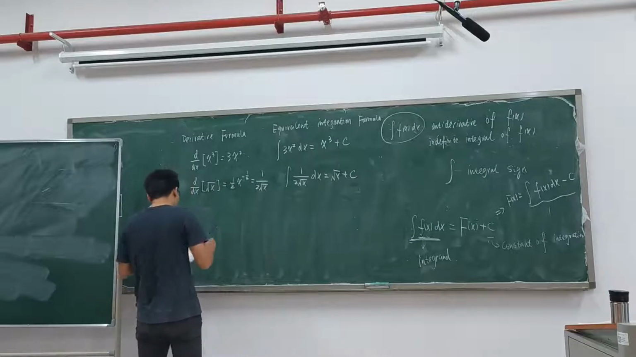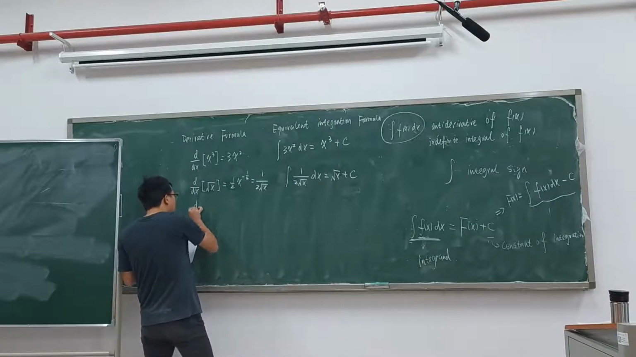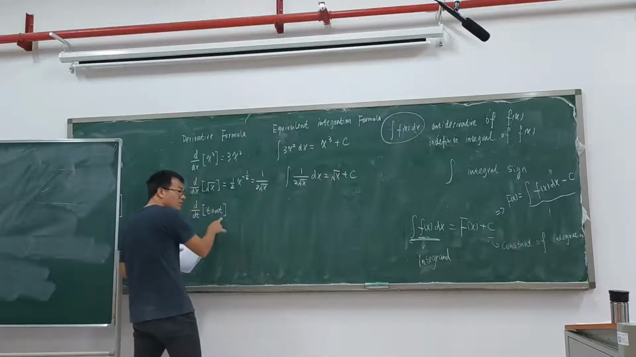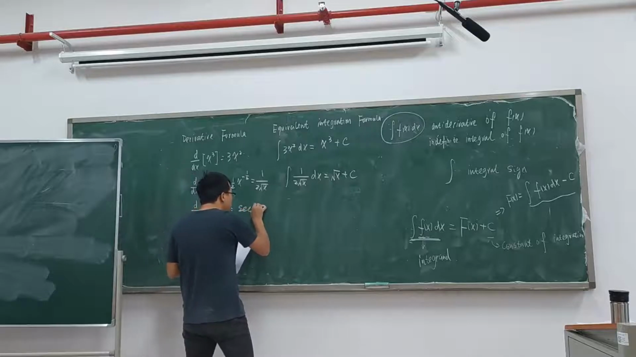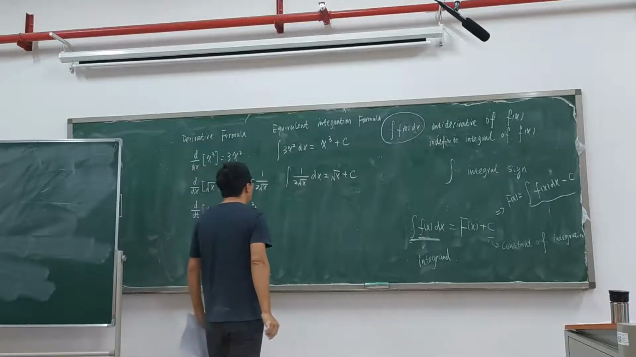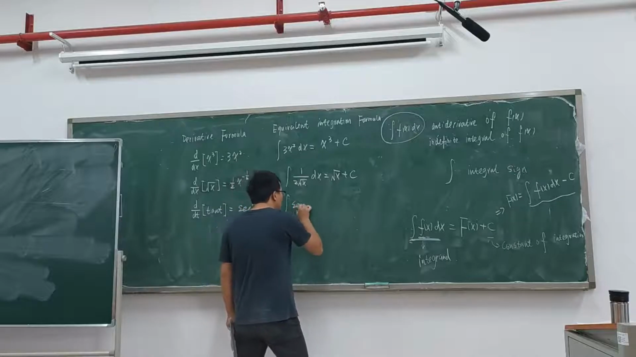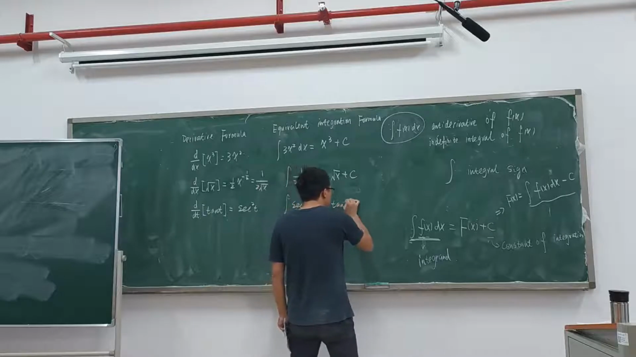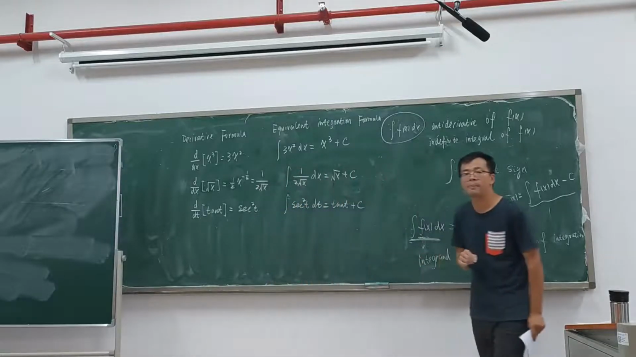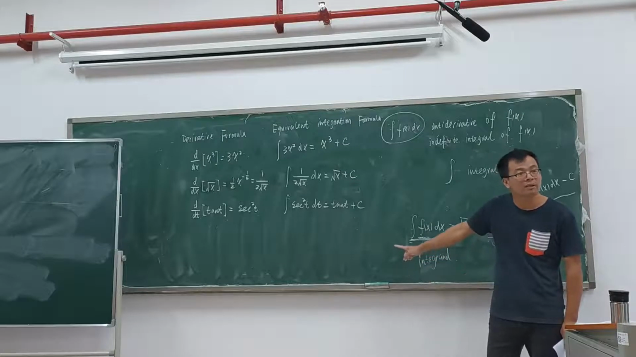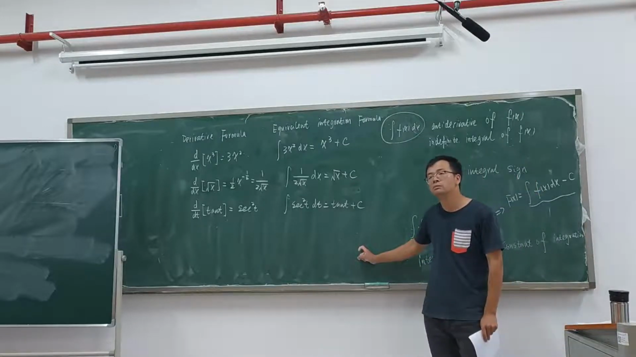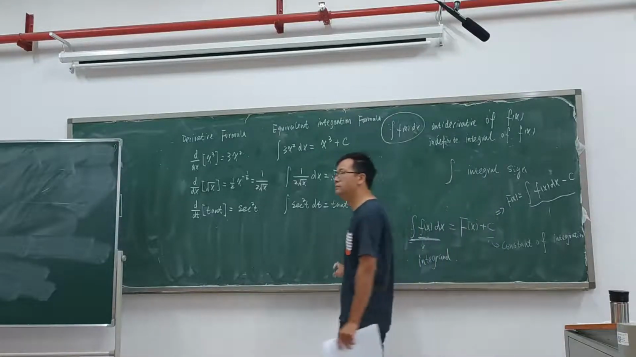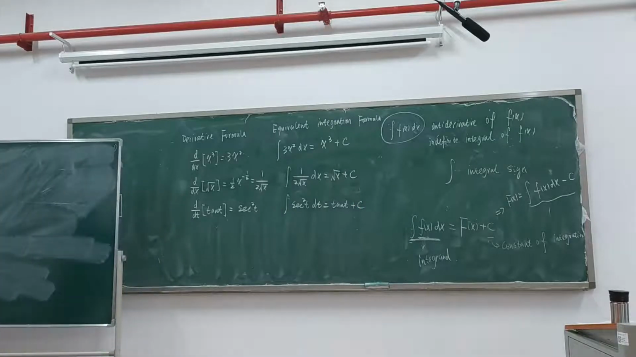Now the third: d/dt of tangent t. The derivative of tangent t is secant t squared, yeah? So we have the integral of secant t squared dt equals tangent t plus c, okay? So take the notes, okay?